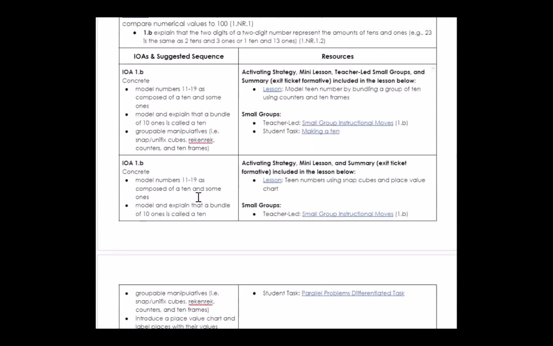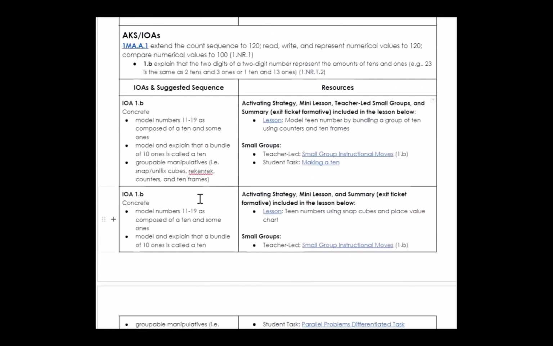Students will begin to develop their understanding of 2-digit numbers with teen numbers. Students will use a groupable manipulative like snap cubes, the rekenrek, and counters with 10 frames. Students need to understand that a bundle of 10 ones is called a 10, and a teen number is represented by a 10 and some more ones.